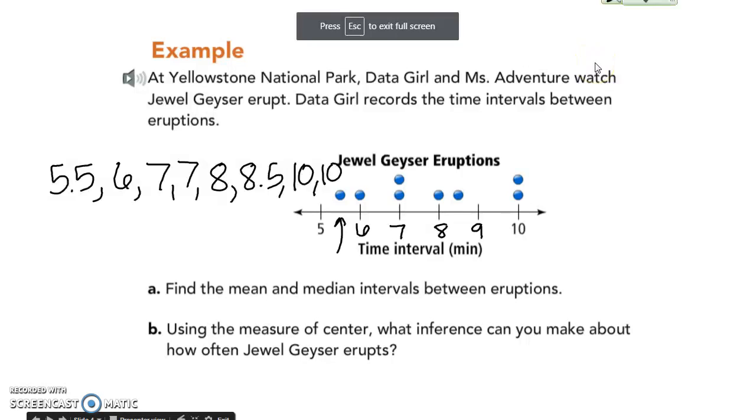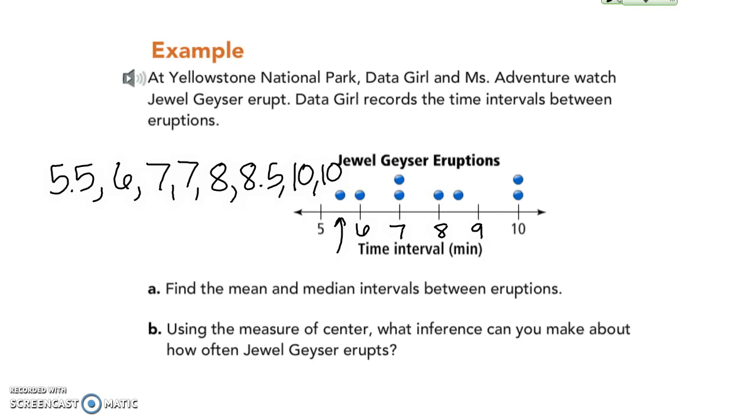Let's try one more time. Okay, start by finding the mean. I'm going to add up all the numbers, and I'm just taking the calculator to do this. 5.5 plus 6 plus 7 plus 7 plus 8 plus 8.5 plus 10 plus 10. So when I added up all the numbers in my data set, I got 62.